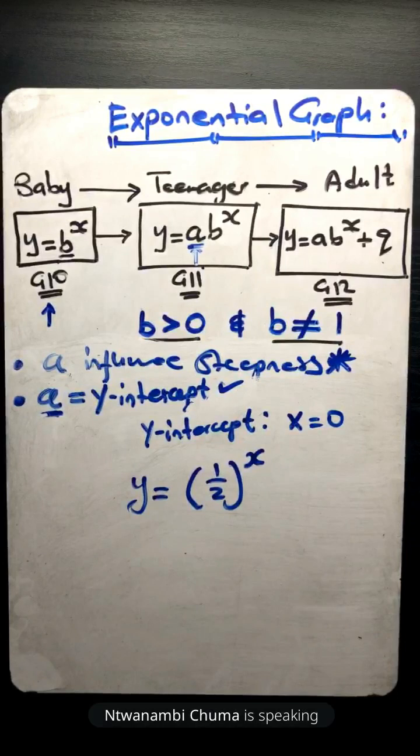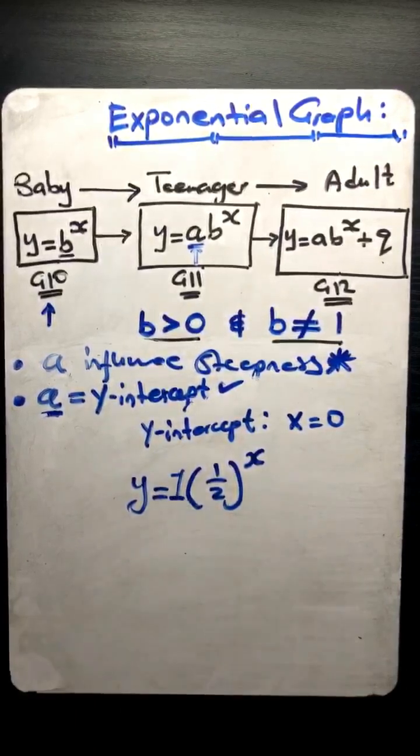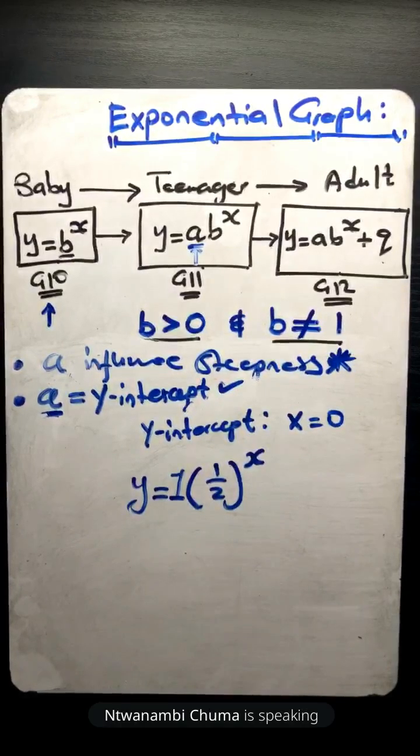One. 100%. A value is an invisible 1. What is the b value for that function? 1/2. 100%, 1 over 2.